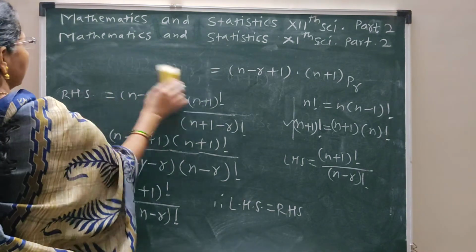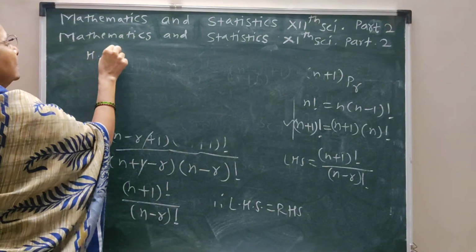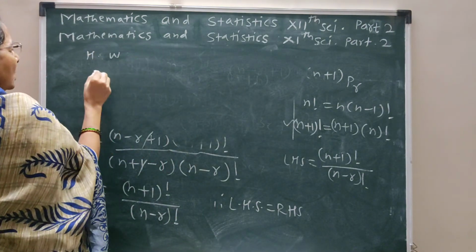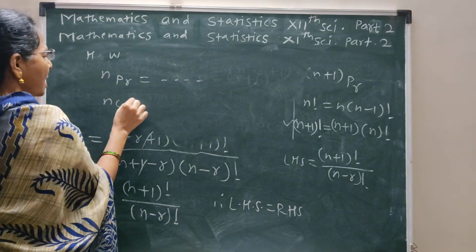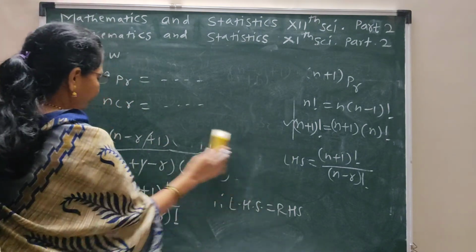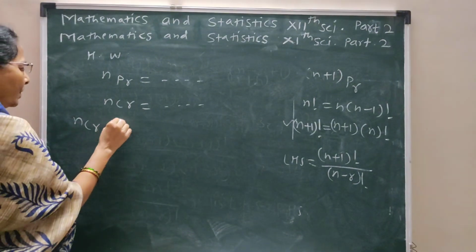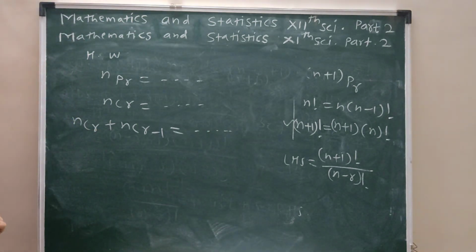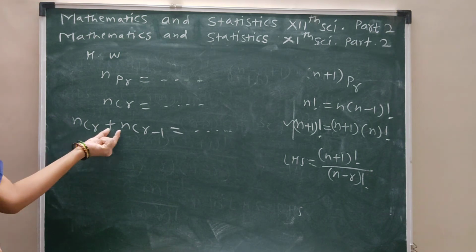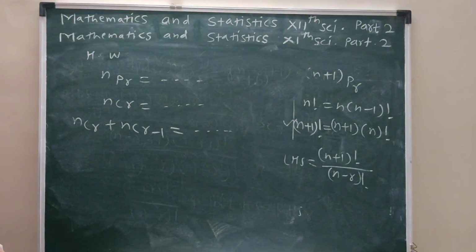Formulae we discussed today. This is the homework for you. Complete the formulas nPr, nCr, nCr plus nCr minus 1 is equal to. Complete all these formulas. nCr plus nCr minus 1, there is sum. Such type of question we have taken.